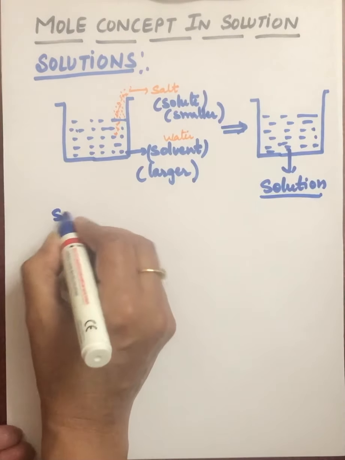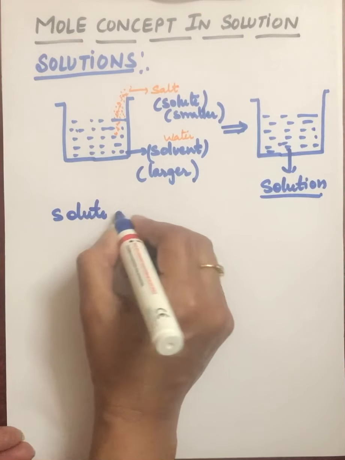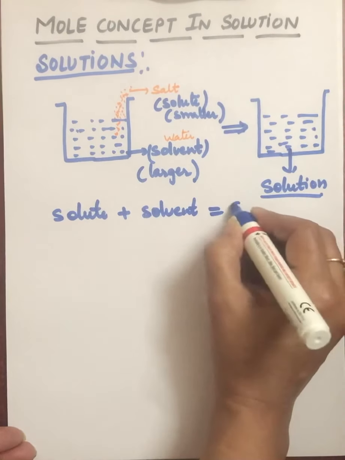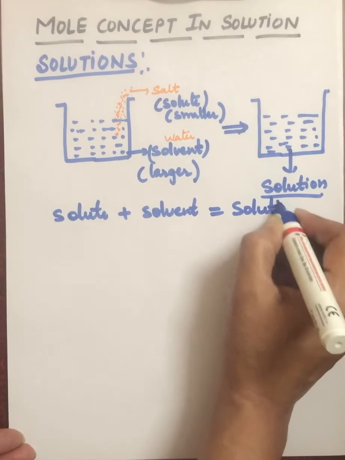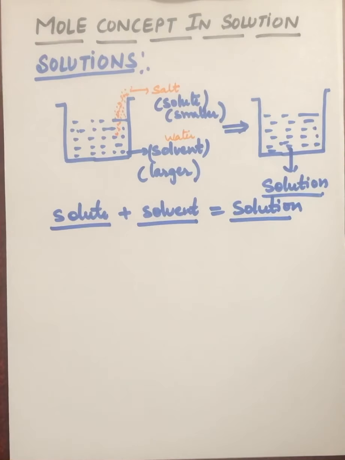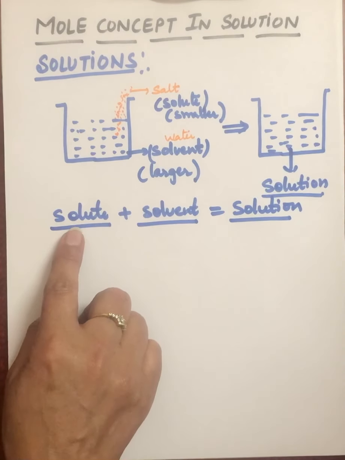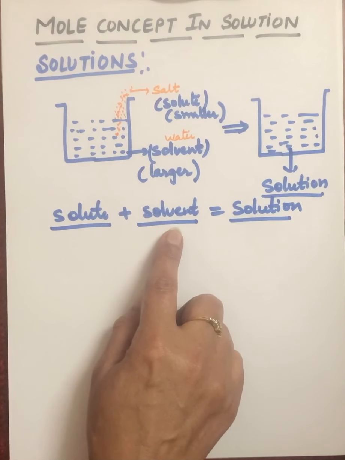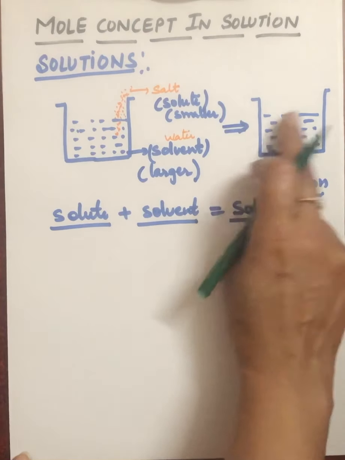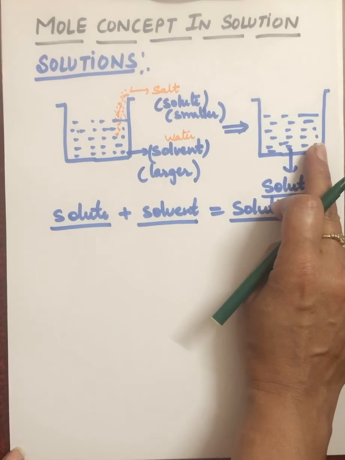Can we say now solute plus solvent, when they mix, form a solution? So a solution has two components in it, solute and solvent. The component which is in lesser amount is the solute. The one which is in larger amount is normally the solvent. From this we will define solutions. Solutions we always get by uniform mixing of solute into solvent.